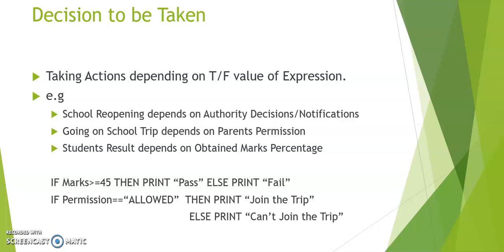If permission to go on a trip is allowed, it means if the value of permission is allowed, then print join the trip, else print can't join the trip. So in such a way, decisions are required for the development of a flowchart in problem solving.